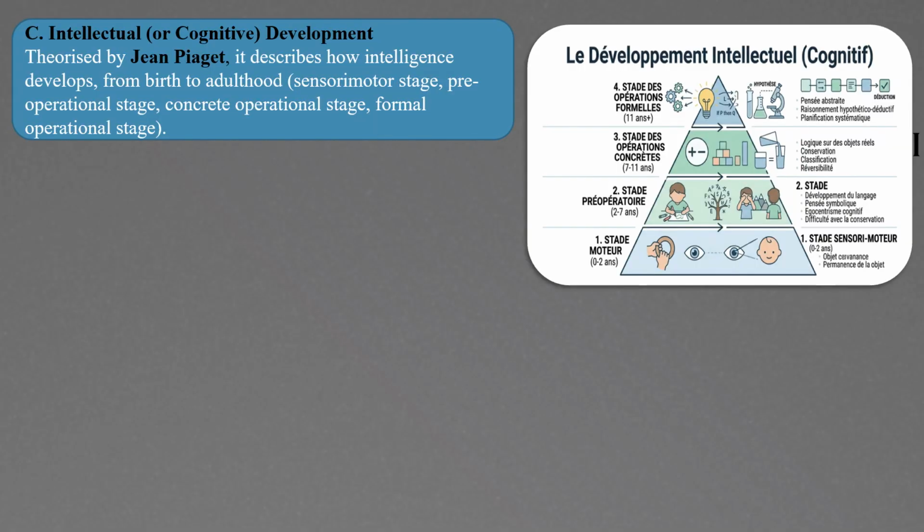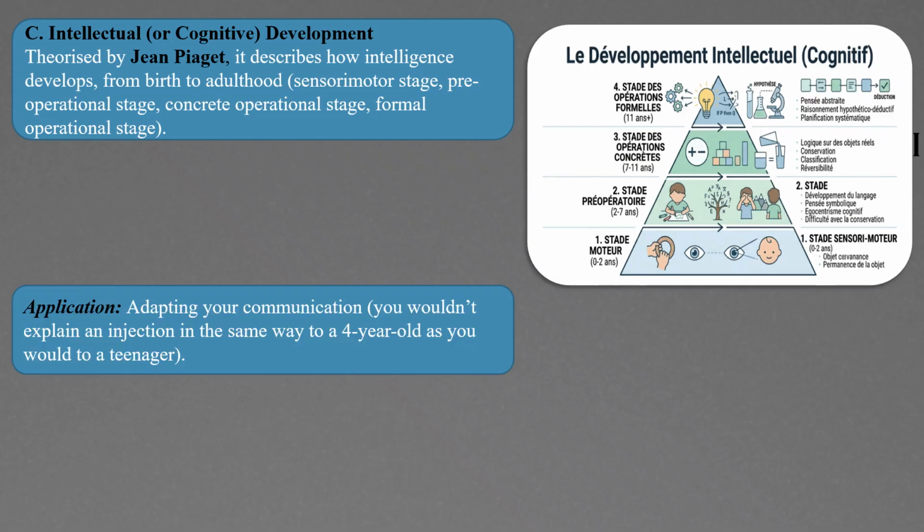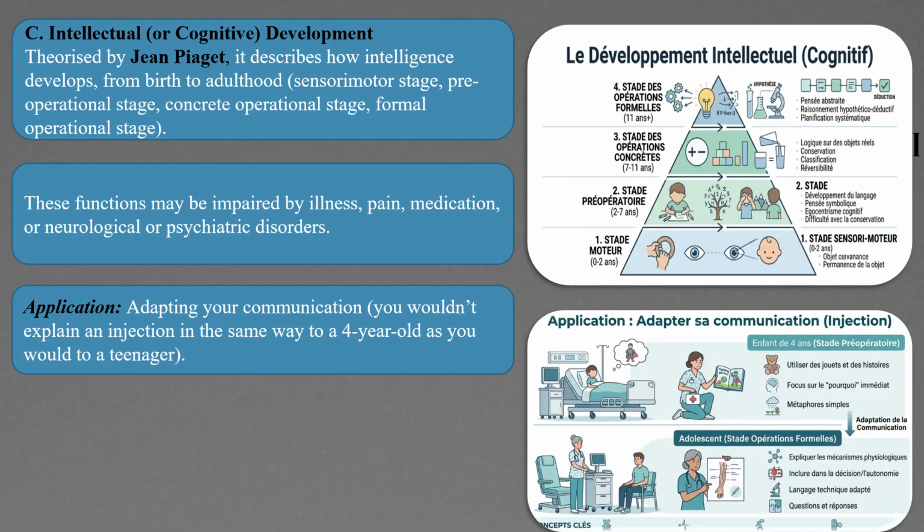C. Intellectual, or cognitive, development, theorized by Jean Piaget. It describes how intelligence develops, from birth to adulthood: sensorimotor stage, pre-operational stage, concrete operational stage, formal operational stage. Application: adapting your communication. You wouldn't explain an injection in the same way to a 4-year-old as you would to a teenager. These functions may be impaired by illness, pain, medication, or neurological or psychiatric disorders.